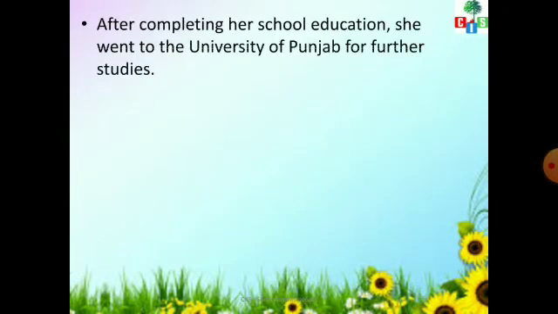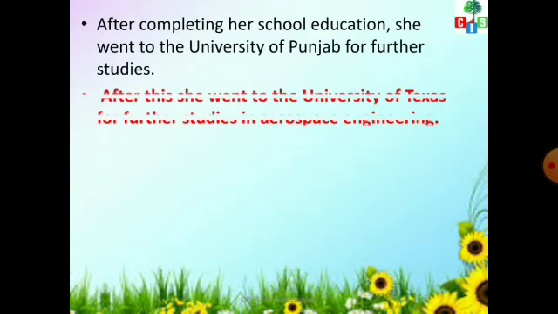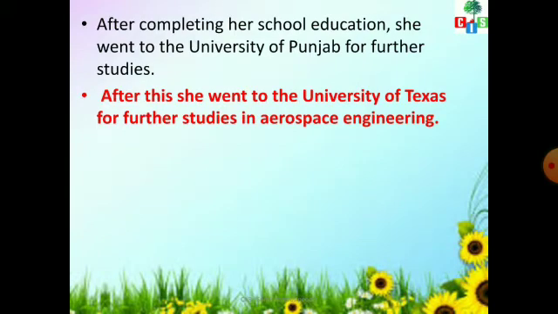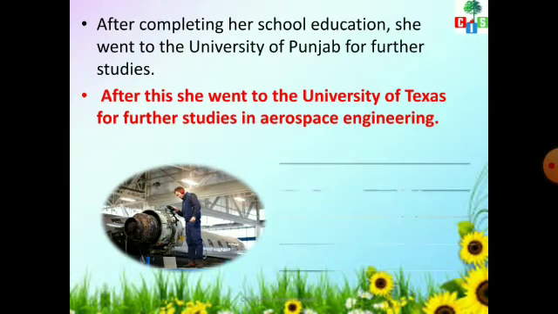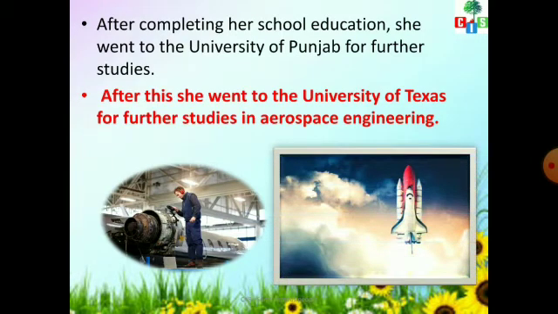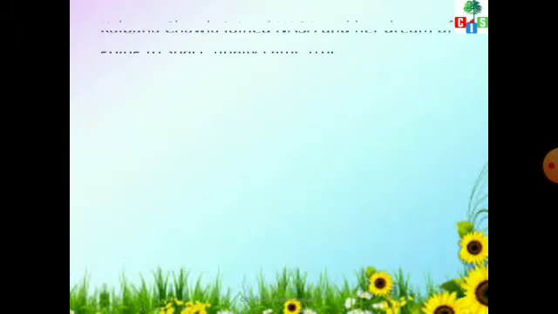After completing her school education, she went to the University of Punjab for further studies. What it means is that after schooling, she went for graduation at the University of Punjab. After that, she went to the University of Texas for further studies in aerospace engineering. Aerospace engineering means the studies of aerospace, which is the study of space. So she completed her engineering in aerospace from the University of Texas.